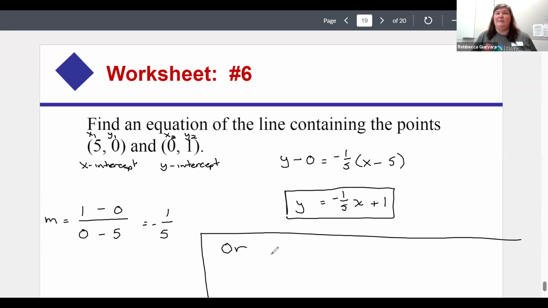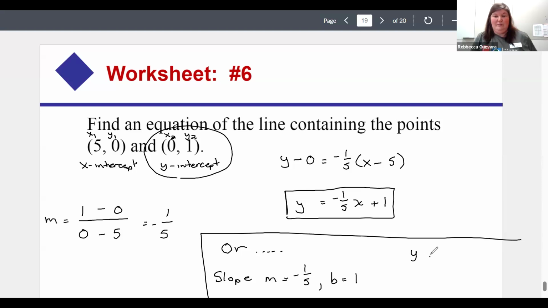Or you may have noticed this. We found the slope. Let me spell slope correctly. So we know slope, and we know this is a y-intercept. So we know that b would be 1. So either way would have been correct. It's just, once you get kind of used to this, you can find quick ways to solve these problems. You don't always have to, when you're provided with 2 points, use point slope form. In this case, I realize that one of these is a y-intercept, and that can save myself a lot of work.